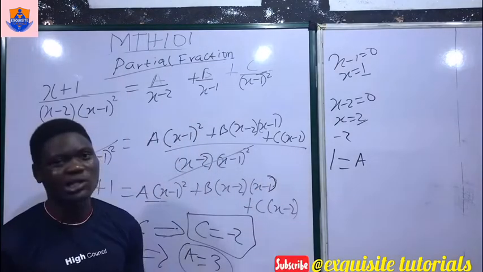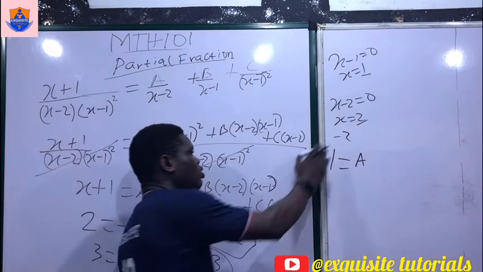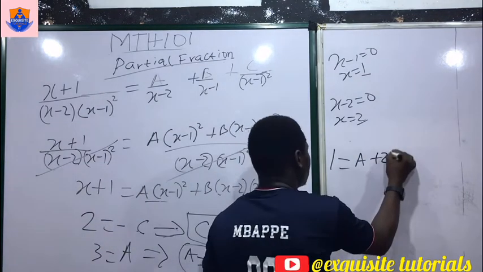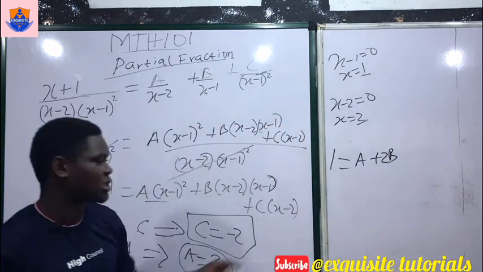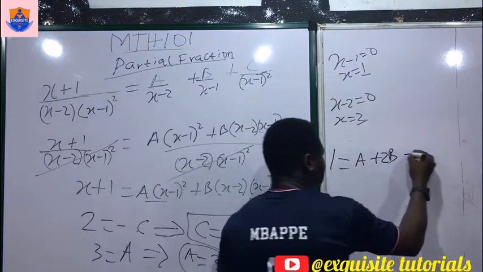0 minus 1 is minus 1. Minus 1 times minus 2 is plus 2. Then times it with b. You get plus 2b. Then for this last part, 0 minus 2 is minus 2. So we have minus 2c.